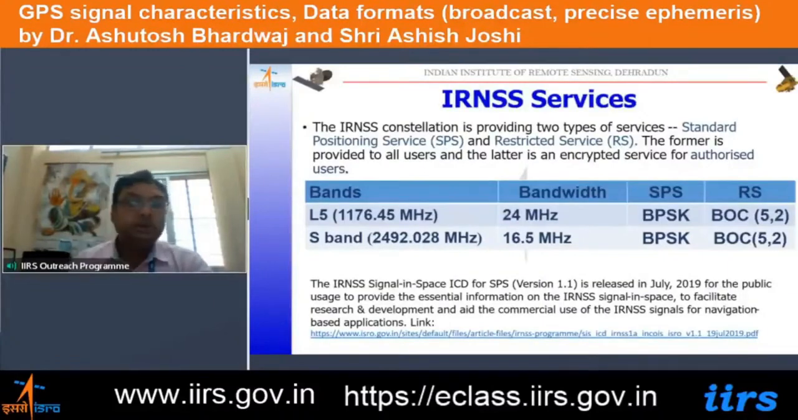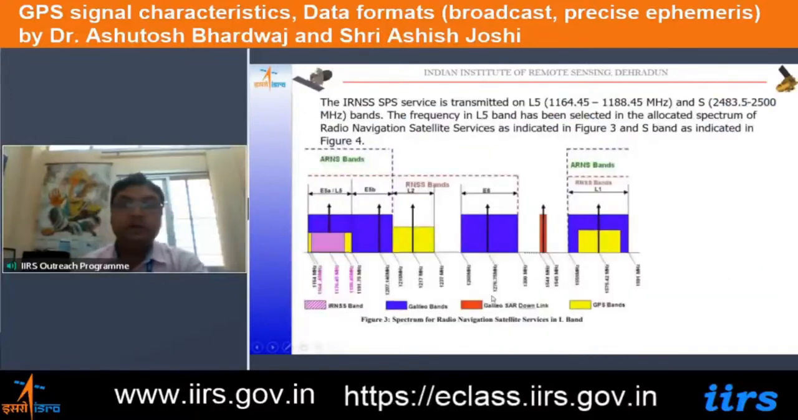Now IRNSS has L5 and S band as allotted by the ITU. We are hoping to receive a third frequency from the ITU somewhere near L1, because then we will have better interoperability with other systems, since some systems have interoperability in L1 and some in L5, but currently we are using L5 and S band. The Interface Control Document, Signal in Space ICD, has already been released, and the revised version is also released. That can be seen, and we will discuss it further in the dedicated lecture on IRNSS.